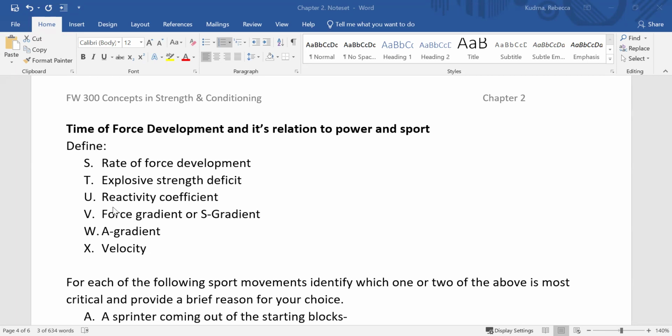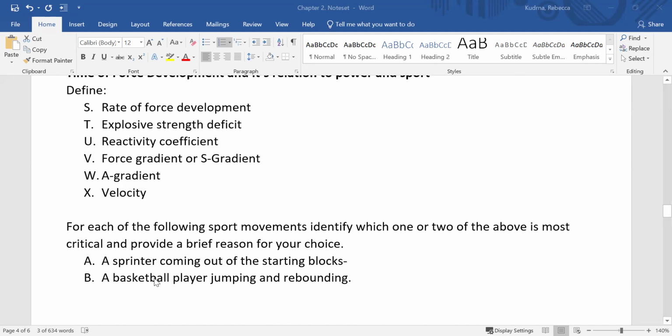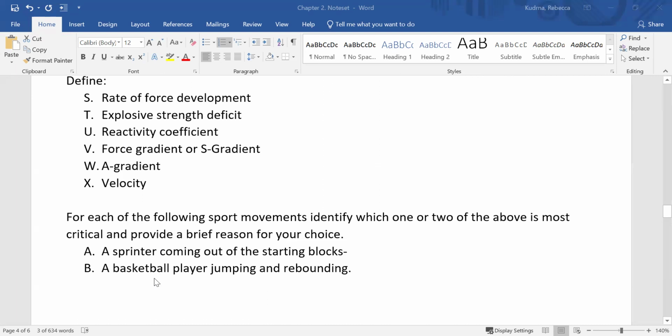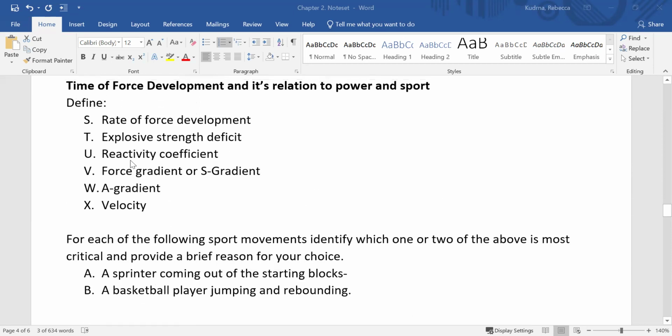And what I just want you to do is define them here, and then I want you to think about how one or more of these terms might be a better way to think about the needs of an athlete. And I gave you two examples here of a sprinter coming out of starting blocks and a basketball player jumping and rebounding. So think about how these different modes of discussing or thinking about rate of force development might have greater or lesser implications to different sports. I will tell you, they all have some connection, but see if there's one or two of them that match best in your mind.